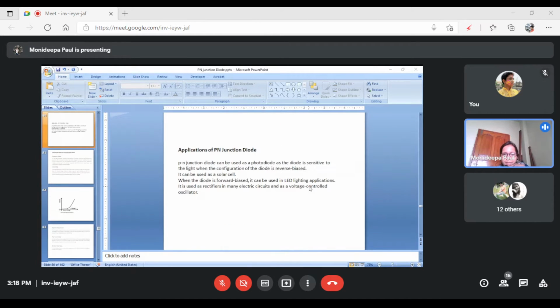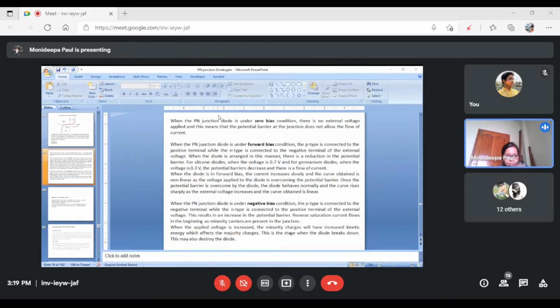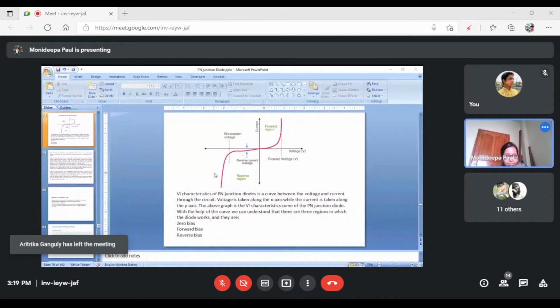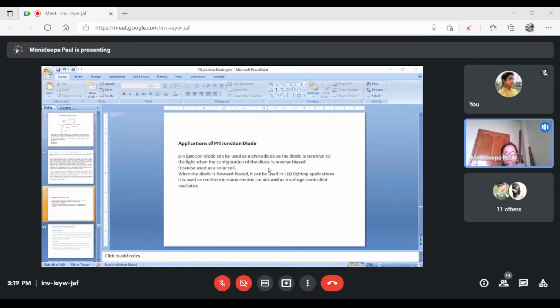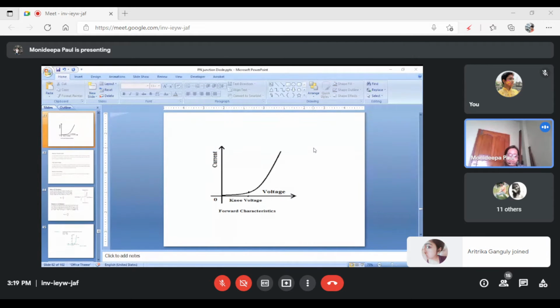Wait a minute, this graph is very important. This is the VI characteristic of a diode. This graph and the theory related to it are very important. How do you get this type of graph? This is the VI characteristic of any diode, a PN junction diode. You draw this curve. This is only the forward bias curve.